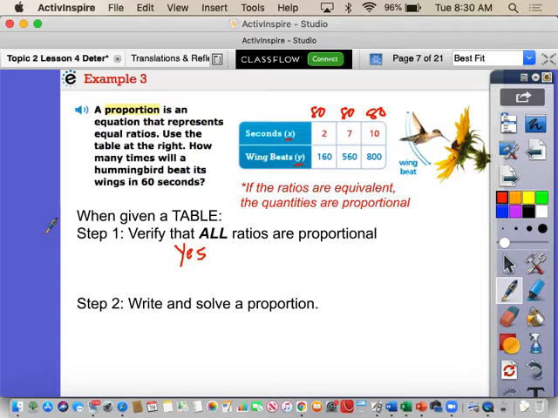Okay, number two, we're going to write and solve a proportion. So, a proportion is just two ratios that are equal to each other. So, if we're trying to figure out how many times a hummingbird will beat its wings in 60 seconds, we always put y over x. So let's start out with that on your paper. Just put y over x. Our y in our table represents what in words? Wing beats. So now I'm going to have wing beats over seconds.